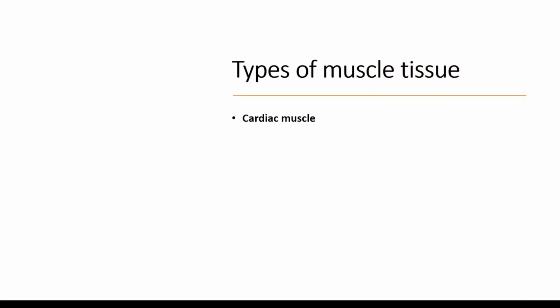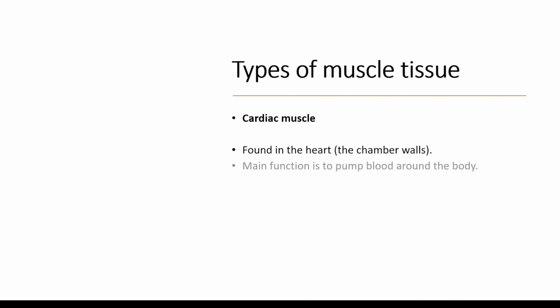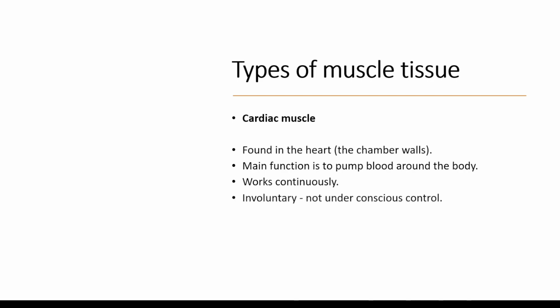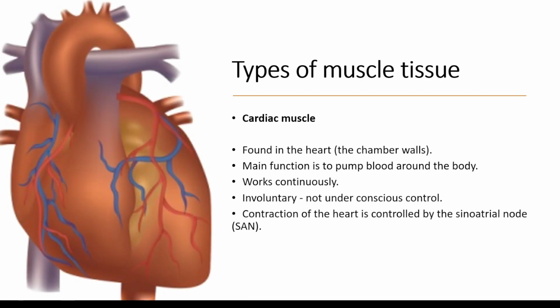Then we've got cardiac muscle tissue. So this is the muscle tissue that is found in the chamber walls of the heart. And we know that the job of the heart is to pump blood around the body and to work continuously. So again, this is going to be part of that autonomic nervous system, which means it's not under our conscious control. And as we learned from the circulatory system, the heart is controlled by that sinoatrial node, that little taser or that little pacemaker inside the heart that causes it to contract.